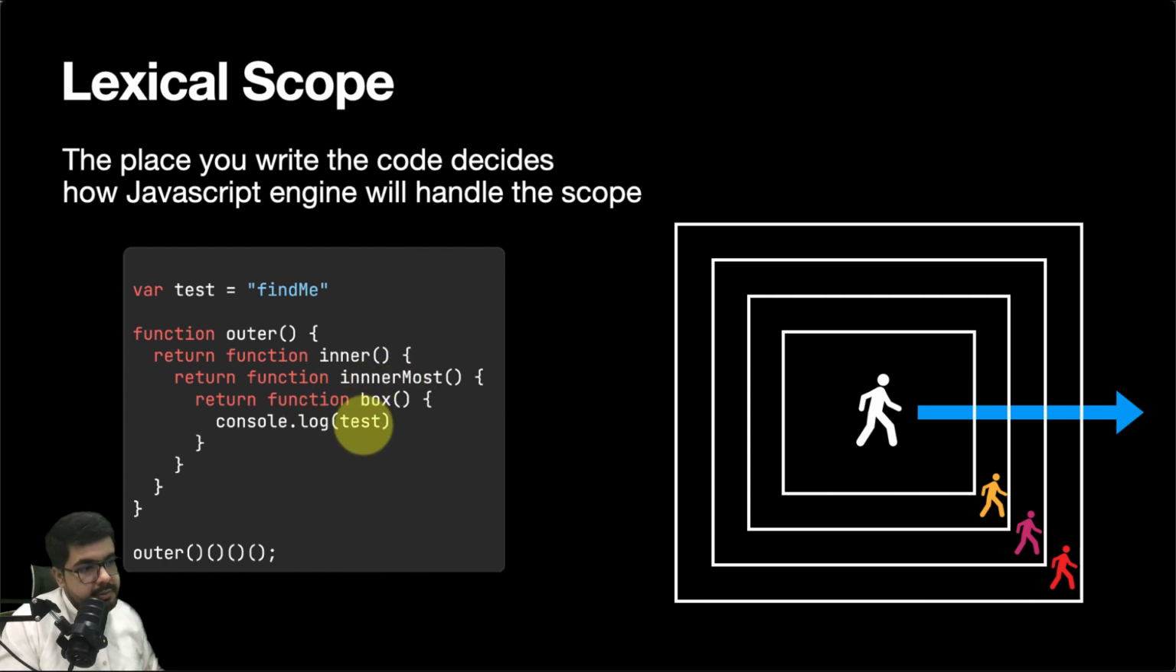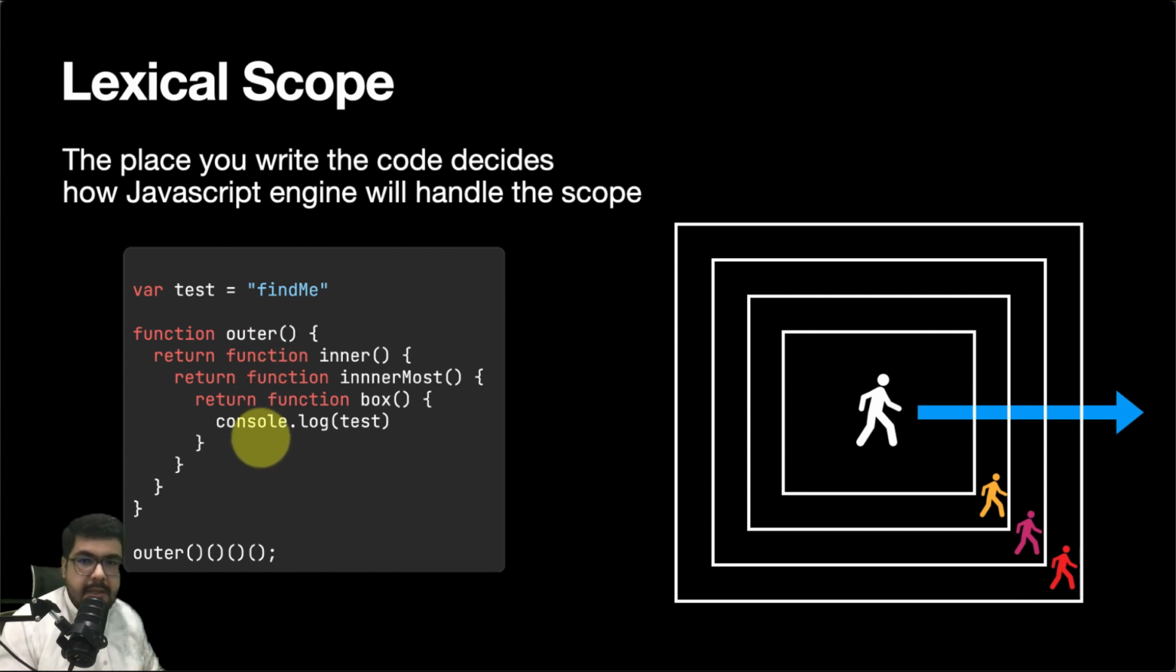So what this will do is it will just break the box, and whenever it comes to the innermost function, it will find that variable test, and then it will say, okay, I'm done. So it will stop looking outside other boxes. It will stop breaking the box and looking outside. So that's the concept of lexical scope.